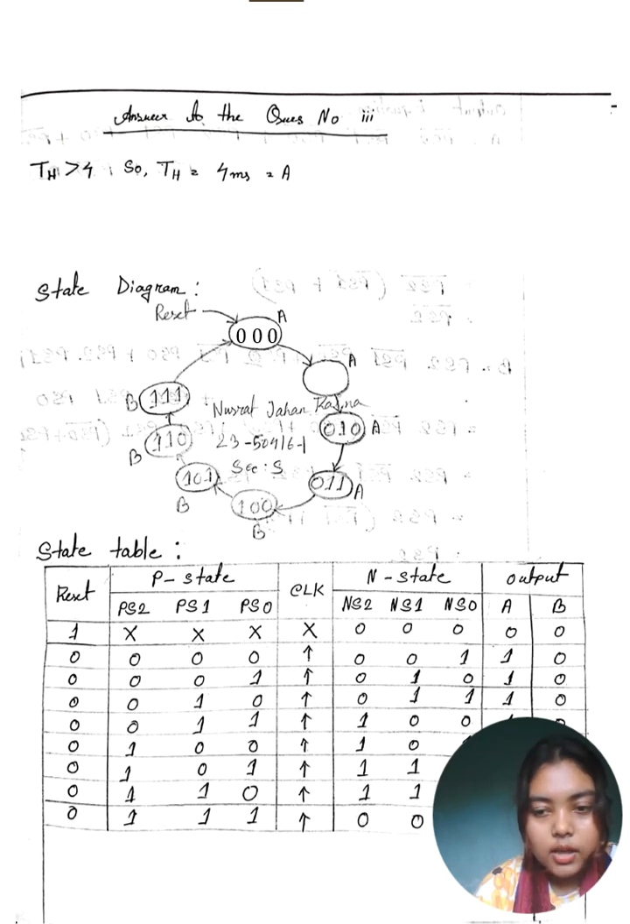For example, in the state 000 upon a clock edge, the next state is 001 and the outputs are A equal to 1, B equal to 0.